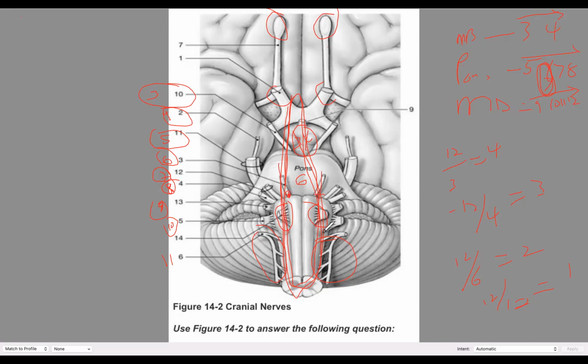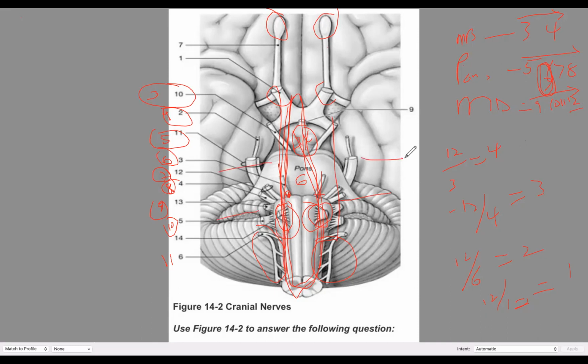And now the next one will be 12 again. Cranial nerve 12 from here, which is this one, is also coming from the middle. So all these ones are coming from the middle of the brainstem. The rest are from the lateral of the brain. Okay. Does it make sense?